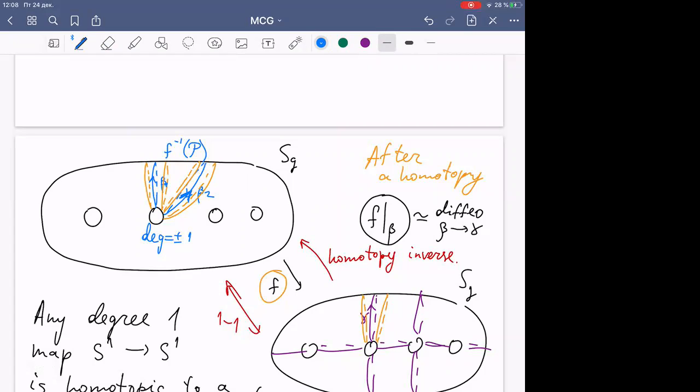But then look, these curves beta 1 and beta 2, their neighborhoods are mapped onto the neighborhood of gamma.